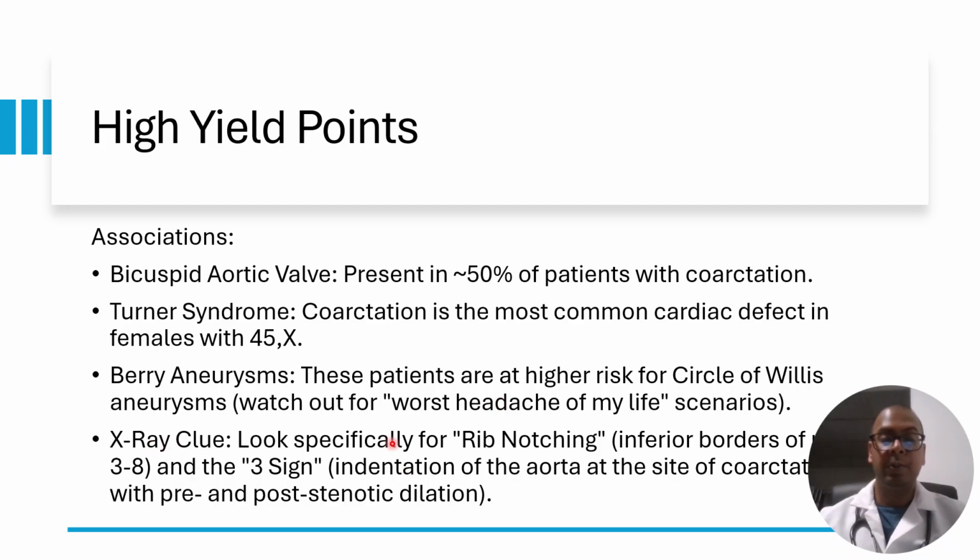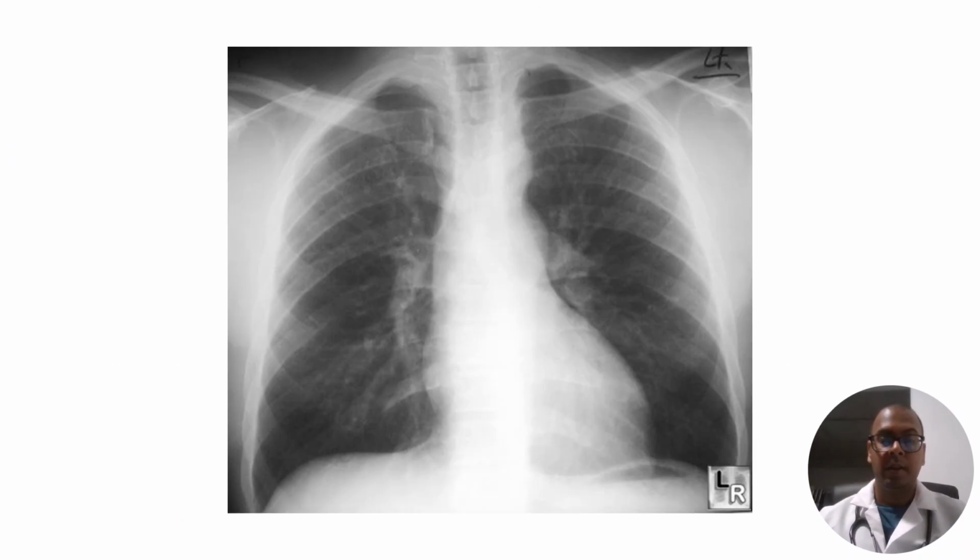And look at the X-ray, look for rib notching. And in the X-ray also, you could also see what is known as a tree sign, indentation of the aorta at the site of the coarctation with pre and post stenotic dilation. Alright, so this is what a tree sign looks like in a patient with coarctation of the aorta with the pre and the post stenotic dilation, creating like a sort of tree here, as you can see. And this is what is known as a tree sign.